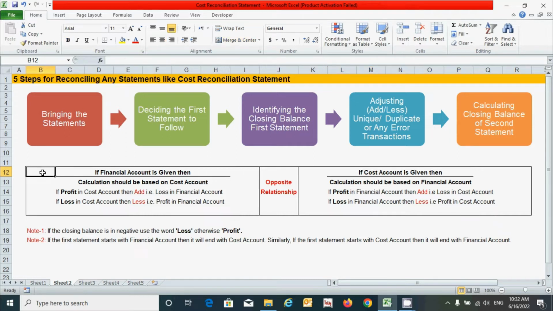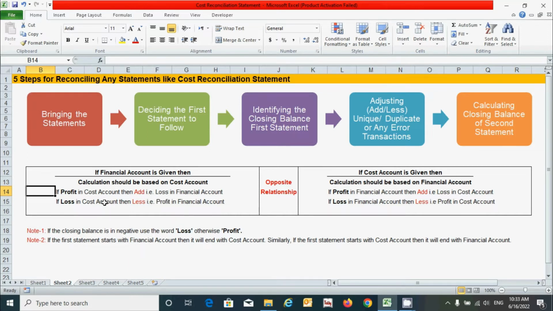The first one is, if the financial account is given, then the calculation should be based on the cost account. Similarly, if the cost account is given, then the calculation should be based on the financial account. And let me tell you one thing here, the financial account is also known as the profit and loss account. Under both conditions, we have further conditions to apply the add or less rule.